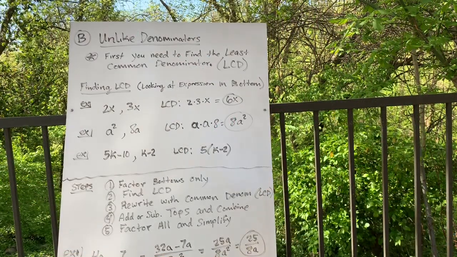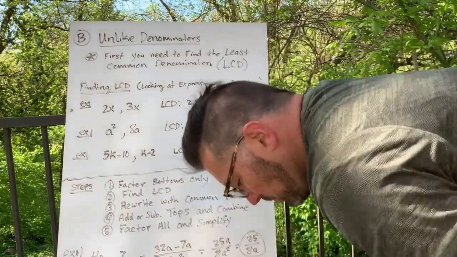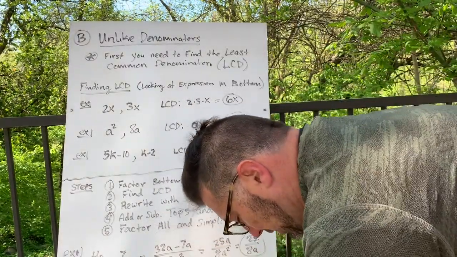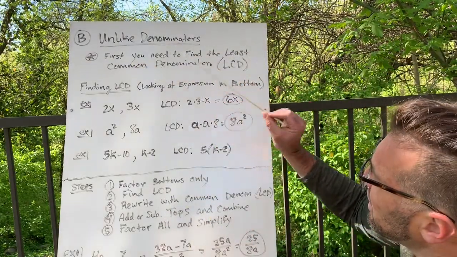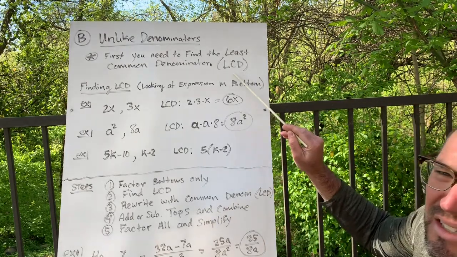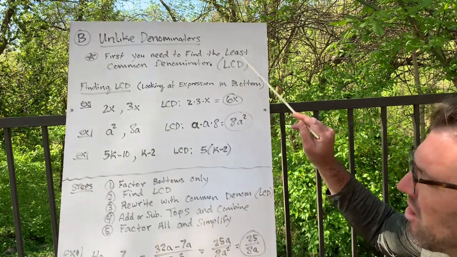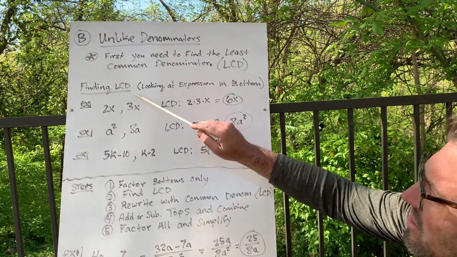All right, so next let's talk about unlike denominators. If your rational expressions do not have like denominators, first you're going to need to find the least common denominator, the LCD. From here on, I'm just calling it LCD. Now, let's talk finding the LCD.